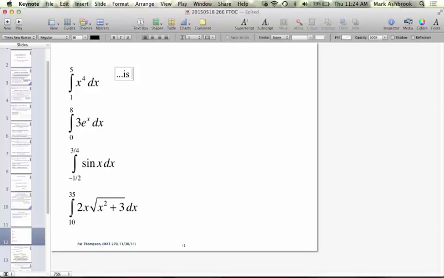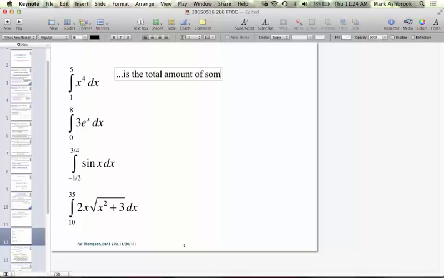Okay. Anyone else want to try? Lots of good stuff coming out here. Pretty good. You want to try? It's the total amount of change from x equals 1 to x equals 5 when the rate of change is x to the fourth. Nice. Total amount of change.